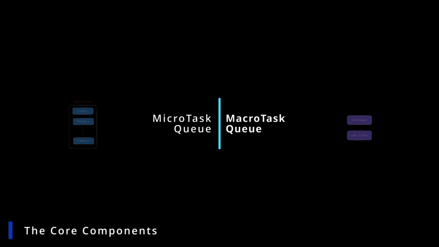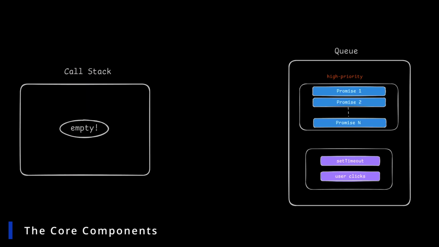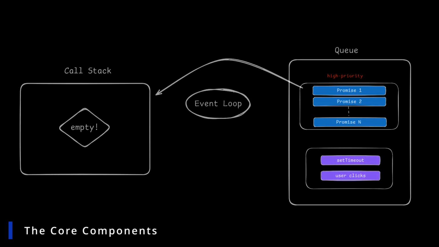The event loop is the manager. Its job is to check if the call stack is empty. If it is, it first processes all tasks in the Microtask Queue, and only then takes one task from the Macrotask Queue to run.